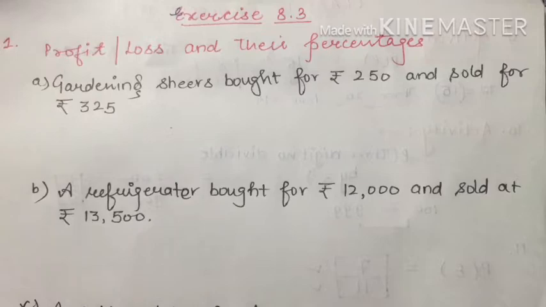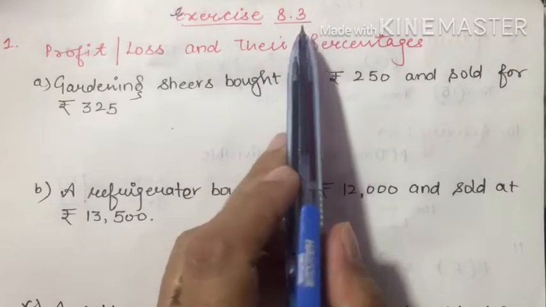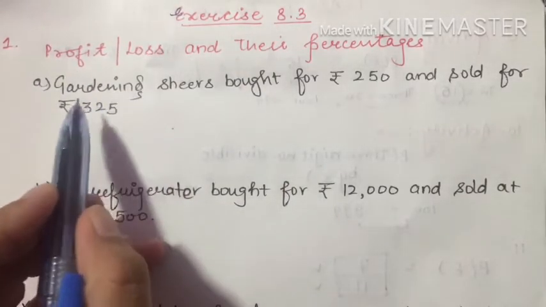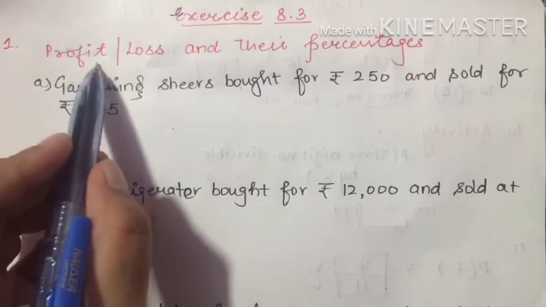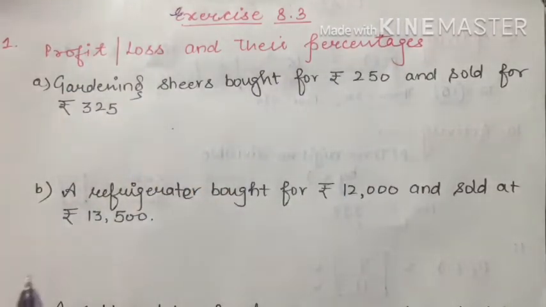Students, we have done exercise 8.2 in our previous video. Today we are going to start with exercise 8.3. Question number 1 says we have to find whether profit or loss is occurring in each case. If profit or loss is occurring, we have to find its percentage. These are the questions from the 8.3 NCERT book.